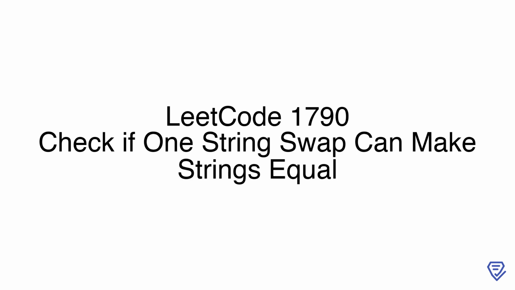Welcome! Today, we will explore LeetCode problem number 1790, titled Check if one string swap can make strings equal. This problem challenges us to determine whether a single swap between two characters in one string can make it identical to another string. Let's dive in and tackle this step by step.